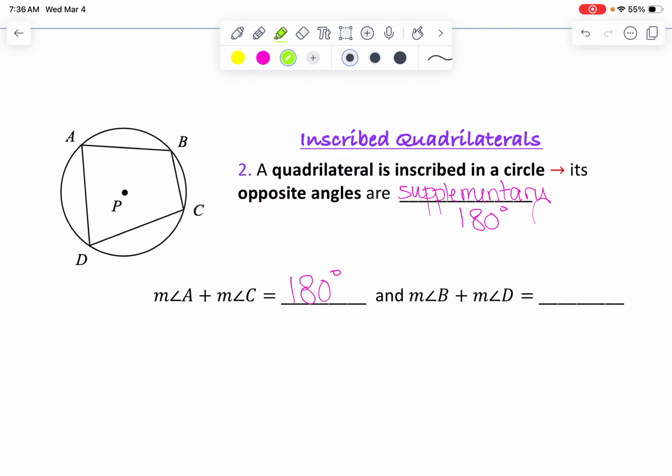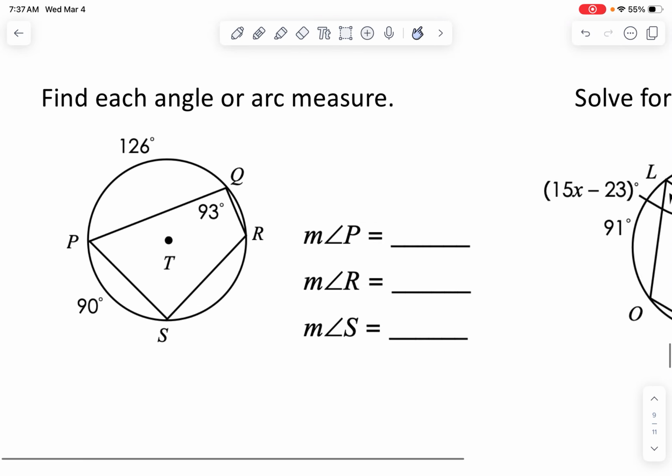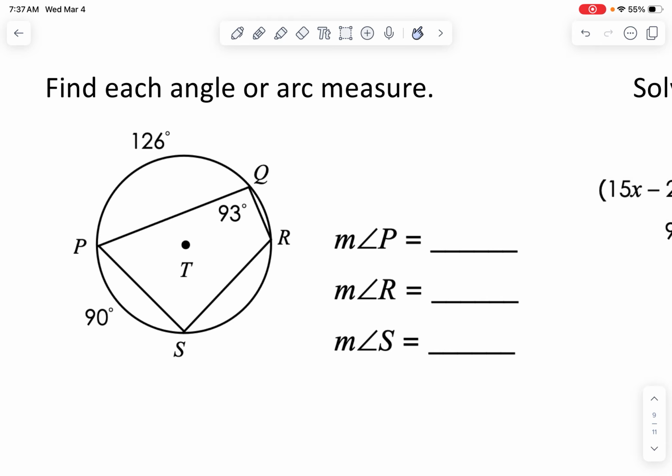And then the same thing with this angle, B and D. Those two, if I add those up, I will also get 180 degrees. So any opposite angles, right, this one and this one, should add up to 180. So we're going to use that property to just help us out. Okay, so this first one says, find each angle or arc measure.